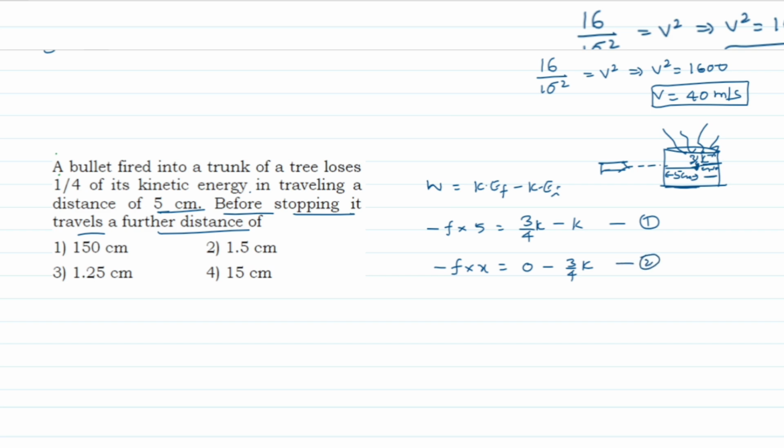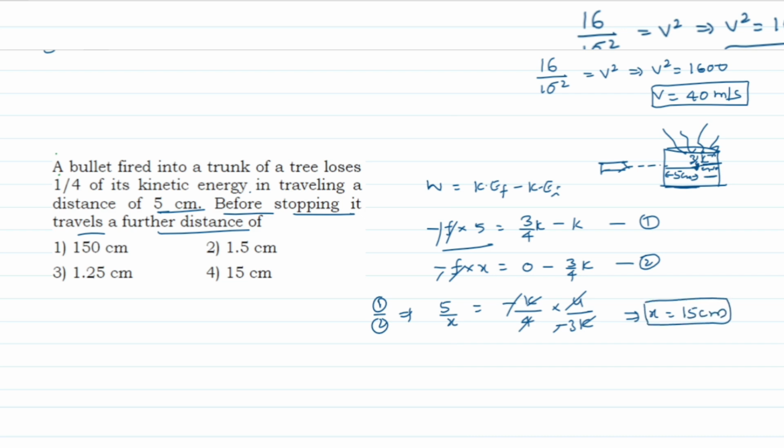Now you have to simplify this. When you divide these two, minus gets cancelled, F gets cancelled. Here 5/x will be equal to 3/4 K minus K, that is minus K/4, over minus 3K/4, which is 1/3. So 4 gets cancelled, K gets cancelled, and the x value will be 15 centimeter. So this is 15 centimeter, the correct answer.